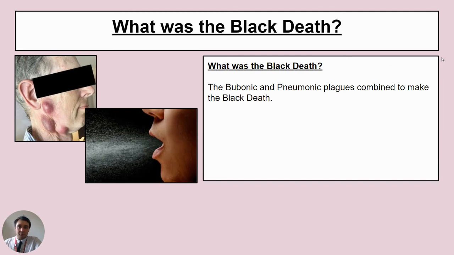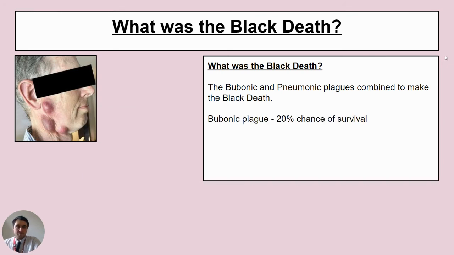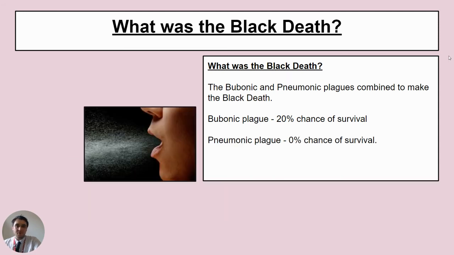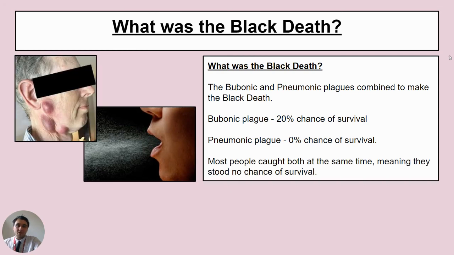So the bubonic and the pneumonic plagues combined to make the Black Death and ensure it spread so quickly throughout Europe. The bubonic plague, roughly you had a 20% chance of survival, very roughly. The pneumonic plague was pretty deadly, 0% chance of survival. The problem was most people caught both at the same time. It started off as the bubonic plague, and then it would infect their lungs, so people stood no chance of survival.